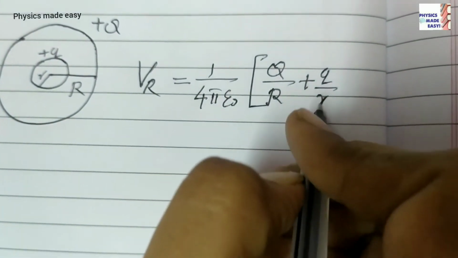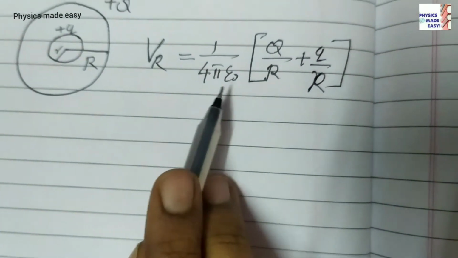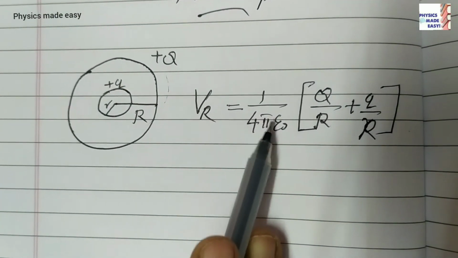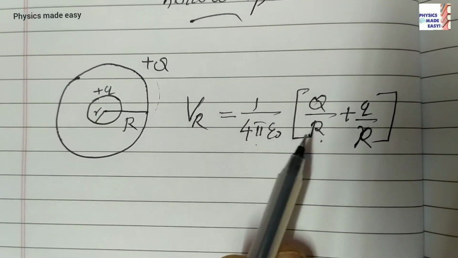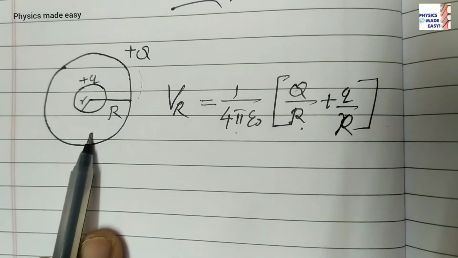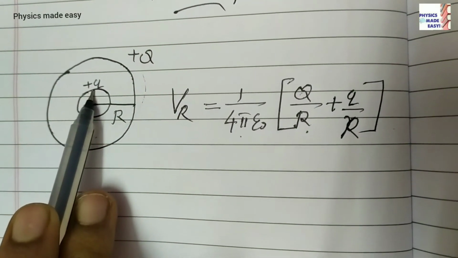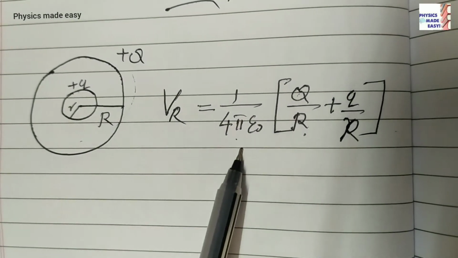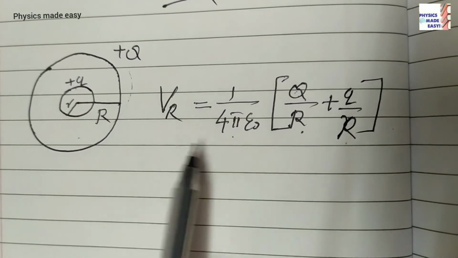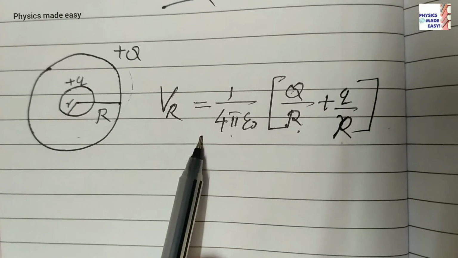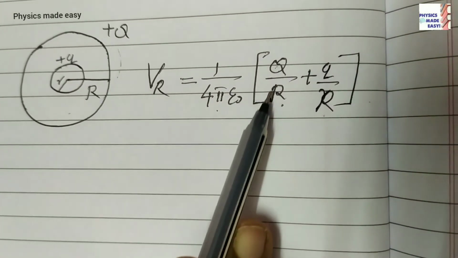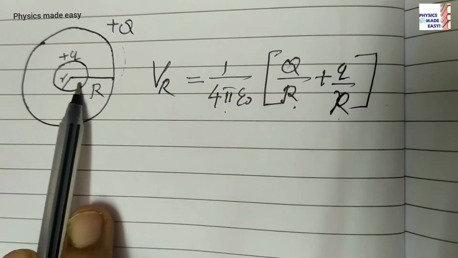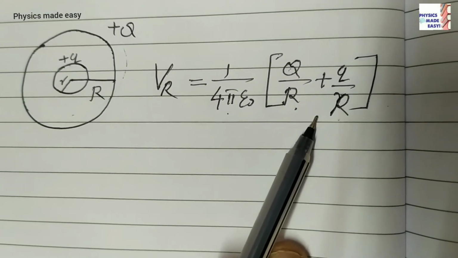by R. Here you can see the potential due to the charge plus Q is 1 by 4 pi epsilon 0 Q by R. Then we have to find the potential due to the charge q on that inner sphere, so we can write 1 by 4 pi epsilon 0 q divided by R. So the total potential on that outer sphere will be 1 by 4 pi epsilon 0 into Q by R plus q by R, due to its own charge and due to the charge on the inner sphere.